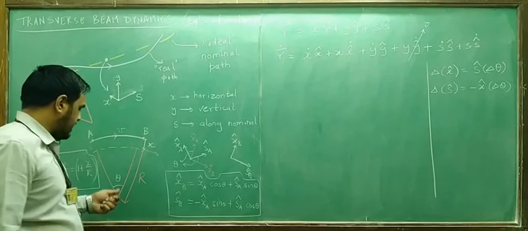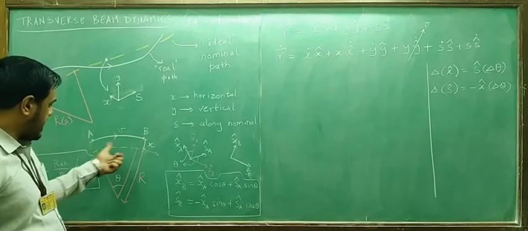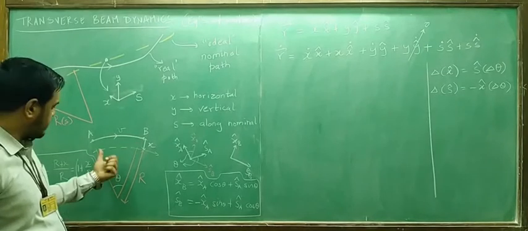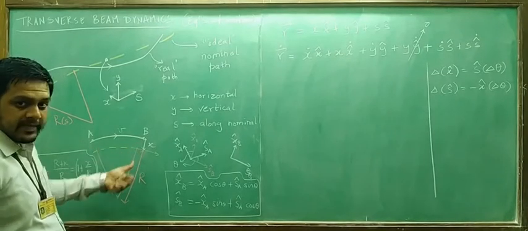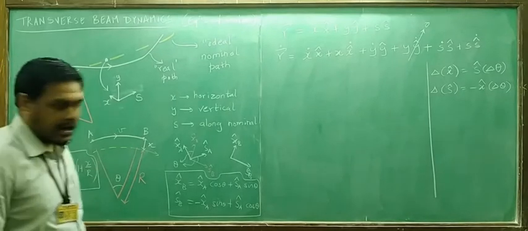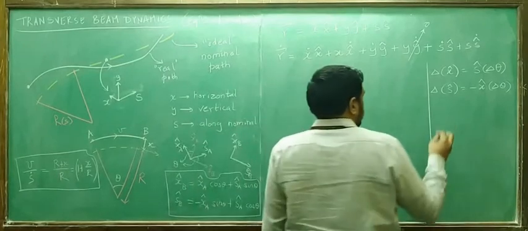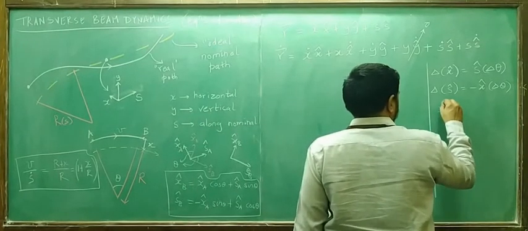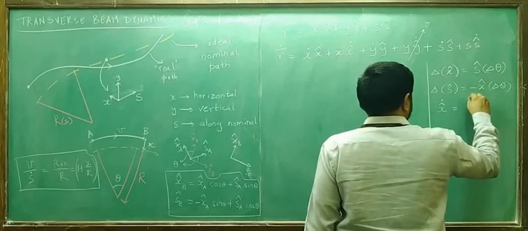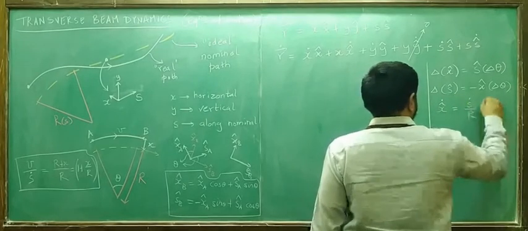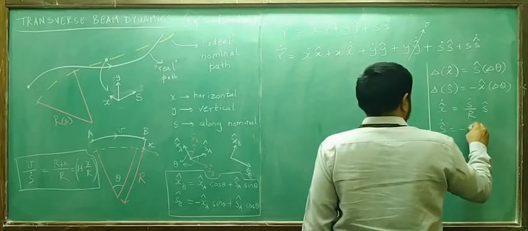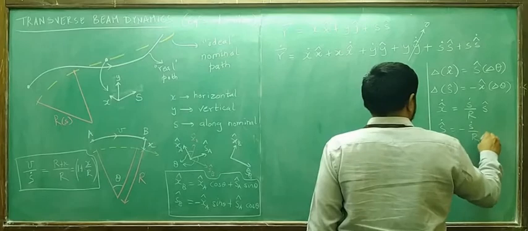The only question remains what is theta dot. That is easily answered from here. It is the velocity divided by the distance. Velocity along the nominal path is s dot, and so theta dot will be s dot divided by r. So you end up getting x hat dot is equal to s dot by r times s hat, and s hat dot is minus s dot by r times x hat.